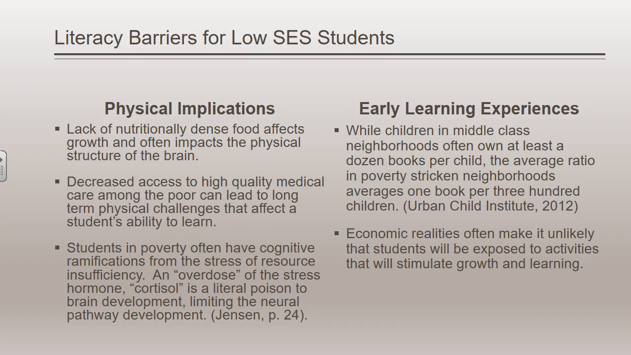Beyond the physical implications, a lot of their early learning experiences are often not as rich as students who have more affluent backgrounds. For example, kids in middle class neighborhoods generally own at least a dozen books per child. And in some of our most poverty-stricken neighborhoods, we're looking at 1 book per 300 children. That's not a lot of exposure to print before they reach school age. These economic realities often make it unlikely that students are going to be exposed to activities that stimulate growth and learning, and this also impacts their background knowledge.